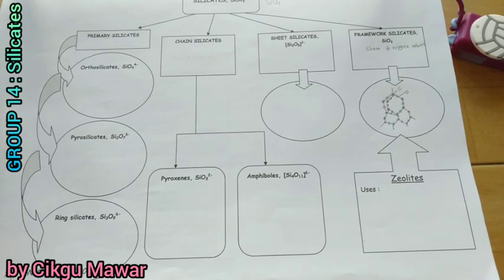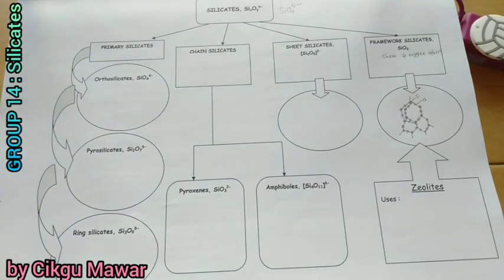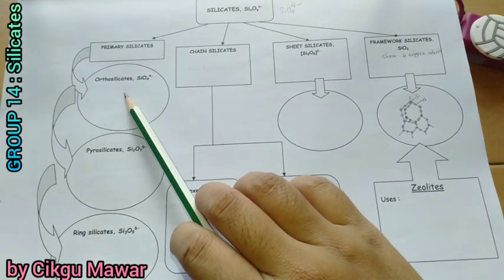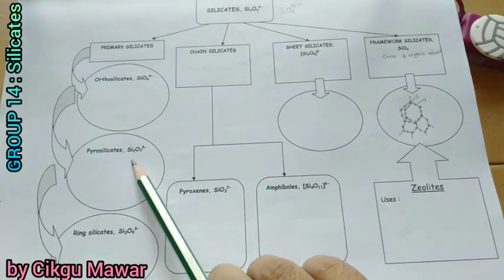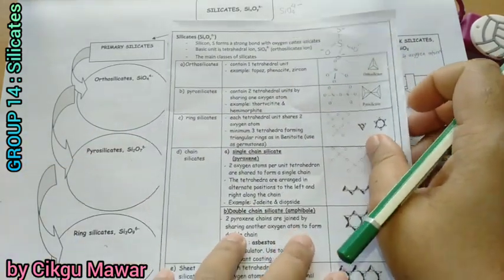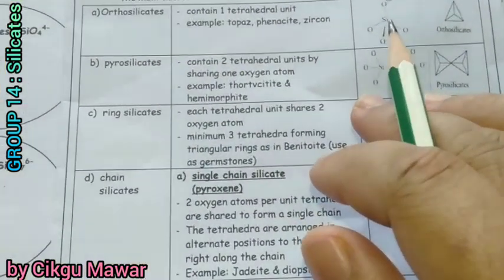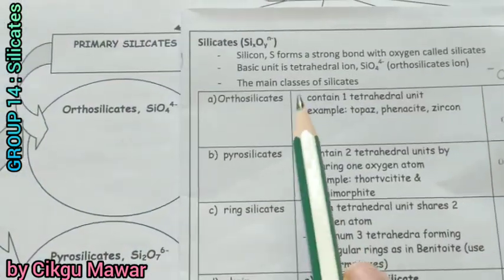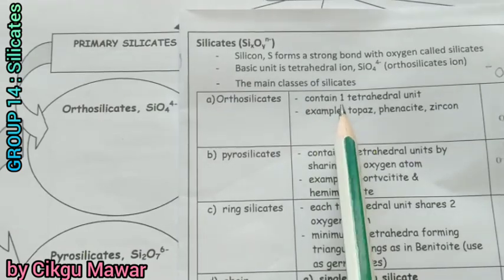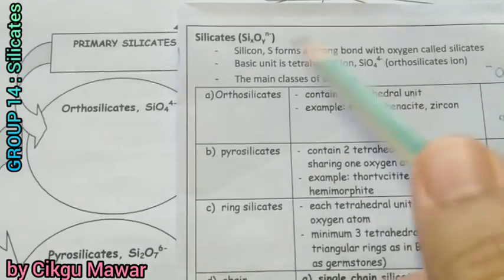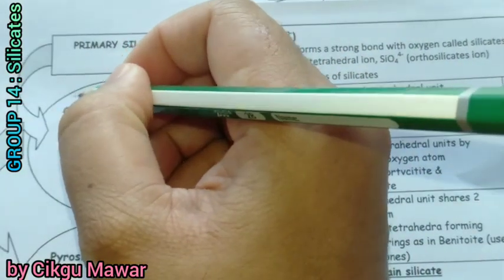Now we move to the primary silicates, which consist of orthosilicates, pyrosilicates, and ring silicates. We take a look one by one. What is orthosilicate? Orthosilicate contains only one tetrahedral unit.